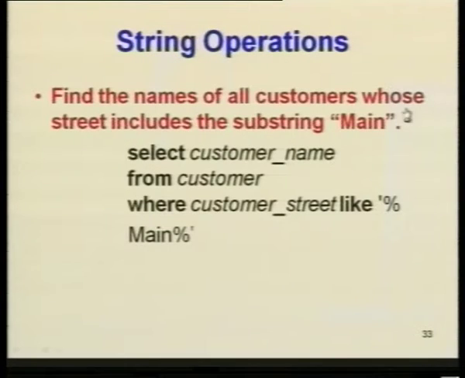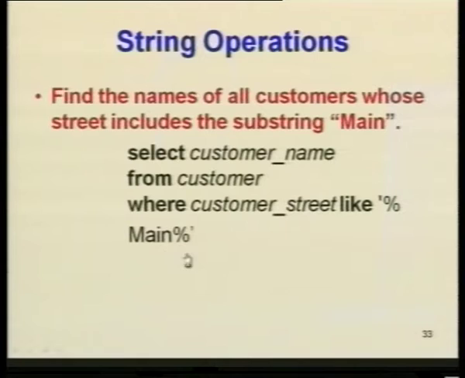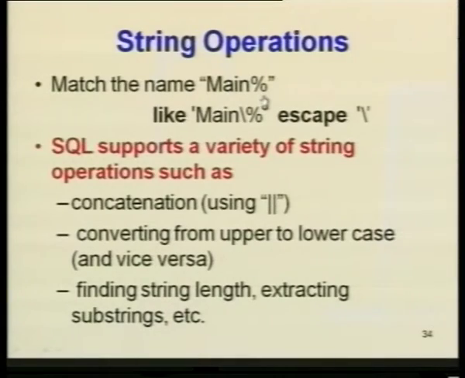So find the names of all customers whose street includes the substring main. This is a typical example. So select customer name from customer where customer street like percentage main. So this main says that the customer street values in the tuples should have the substring main. This is how it is explained. Like is a keyword and percentage is also a special operator given to specify the substring. So this will match with the name main percentage.